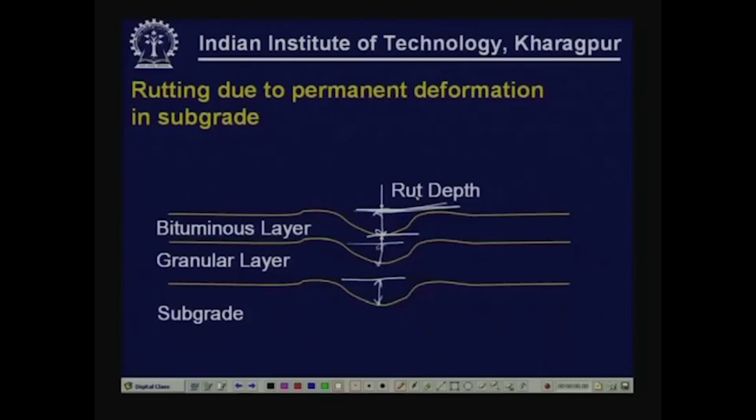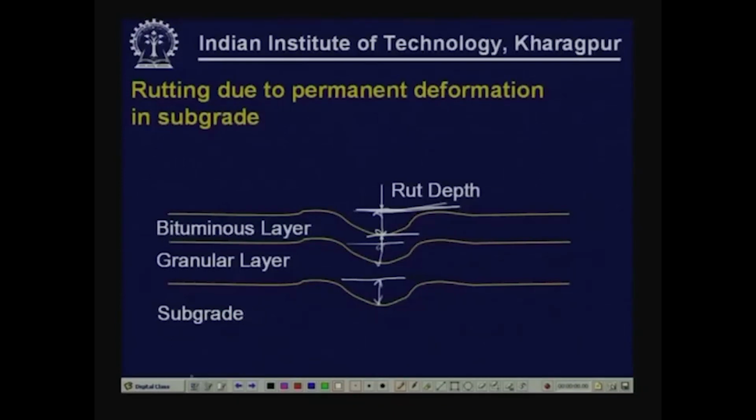Rut depth may be occurring in any of these layers starting from subgrade, granular base or bituminous layers, but we normally consider two types of rutting. One is because of permanent deformation occurring in the subgrade, that is what is depicted in this sketch.